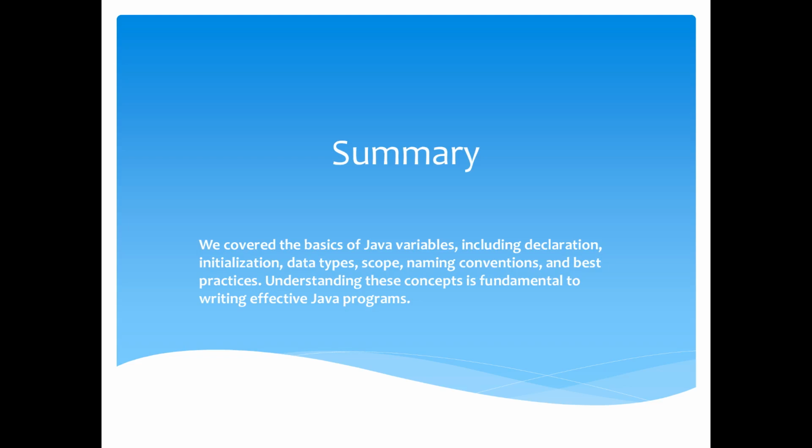Summary. We covered the basics of Java variables, including declaration, initialization, data types, scope, naming conventions, and best practices. Understanding these concepts is fundamental to writing effective Java programs.